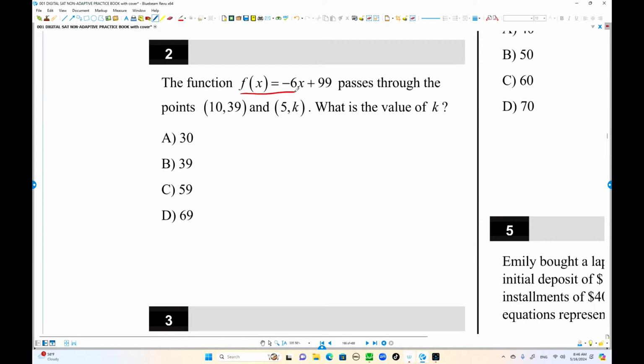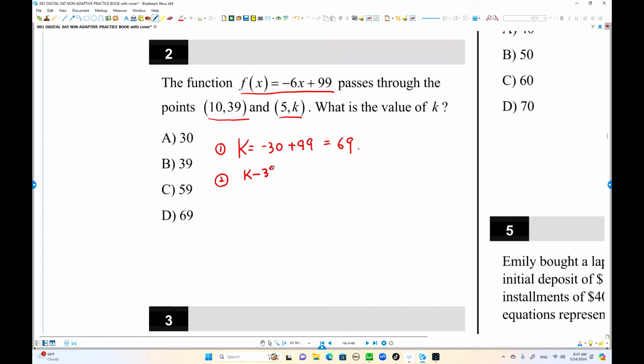So we have a function, minus 6x plus 9, passing through these 2 points. So which one is better? This point is on this line, okay? So put this number 5 and k in there. k equals negative 6 times 5, which is negative 30, plus 99. That is 69. Okay, maybe you can try it this way.